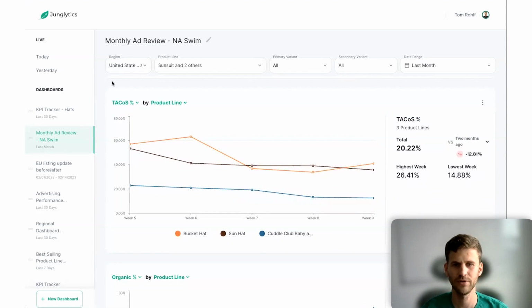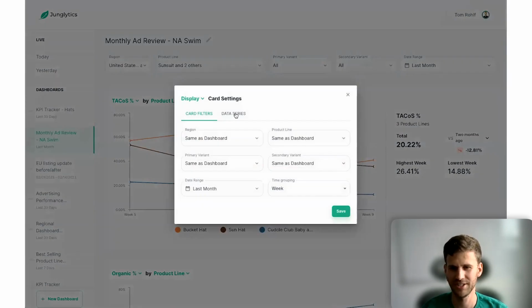The next card that we'll look at shows you TACoS by product line. We filtered this dashboard again to just have 3 product lines on it, and now we can see a trend line of each of those TACoS numbers as they are changing over time. I'll jump in here real quick and change the time grouping just for fun, just to give you an example.